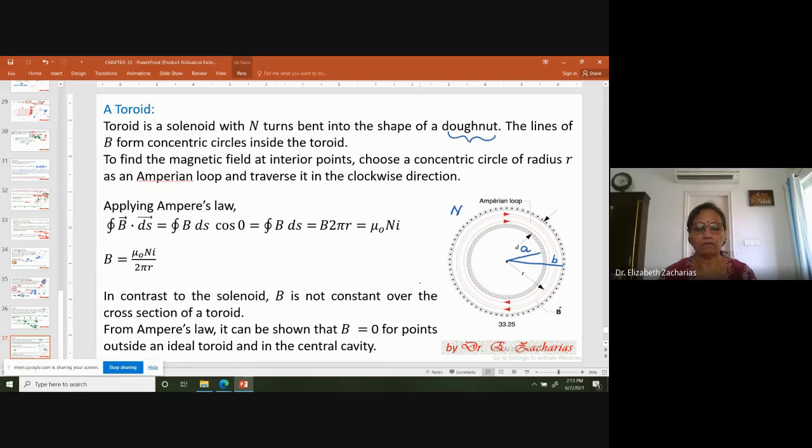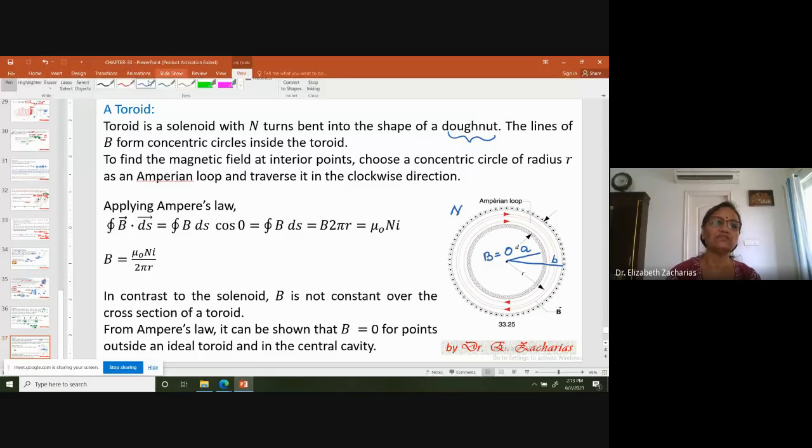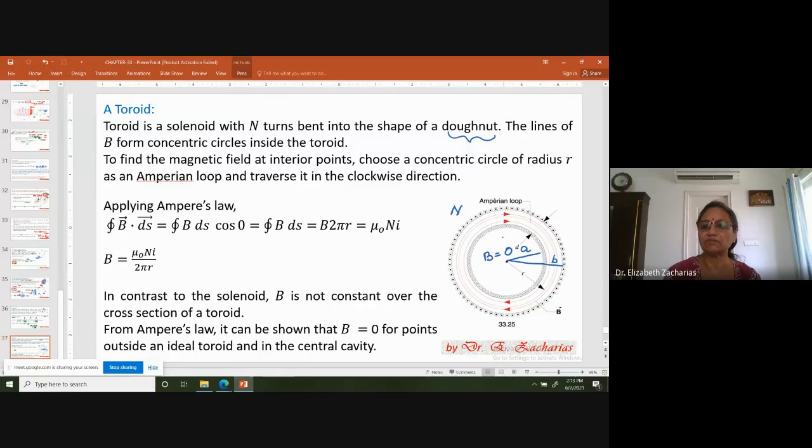From Ampere's law, you can straight away say that B is going to be zero inside. How do I say that B is zero inside? Because if I take any Amperian loop like this, there is no current enclosed. So everywhere inside, the magnetic field is zero. Similarly, I can take an Amperian loop outside and show that the magnetic field is zero outside.